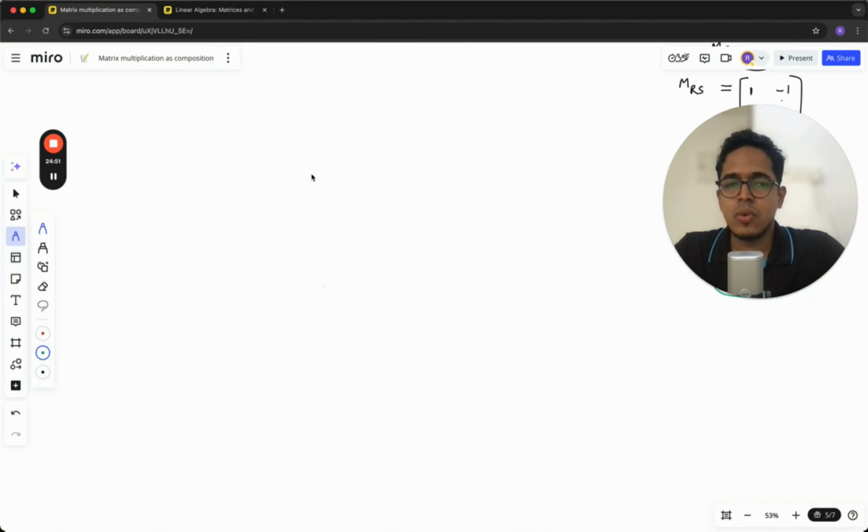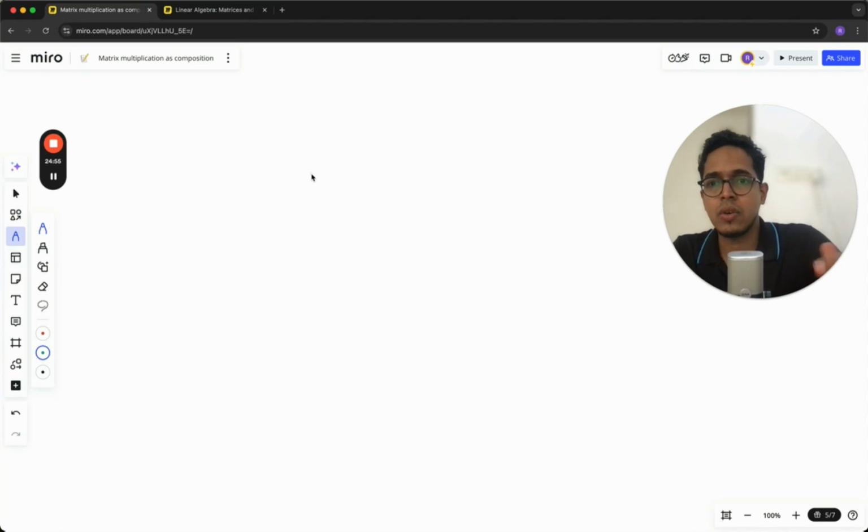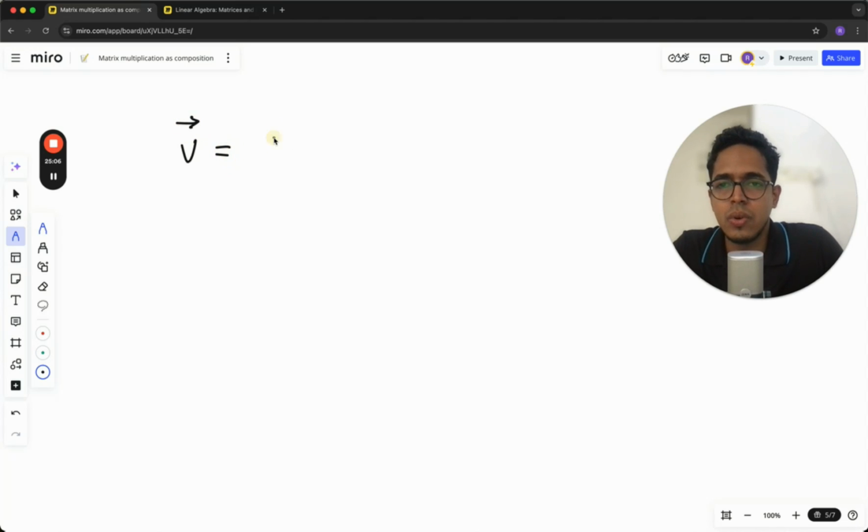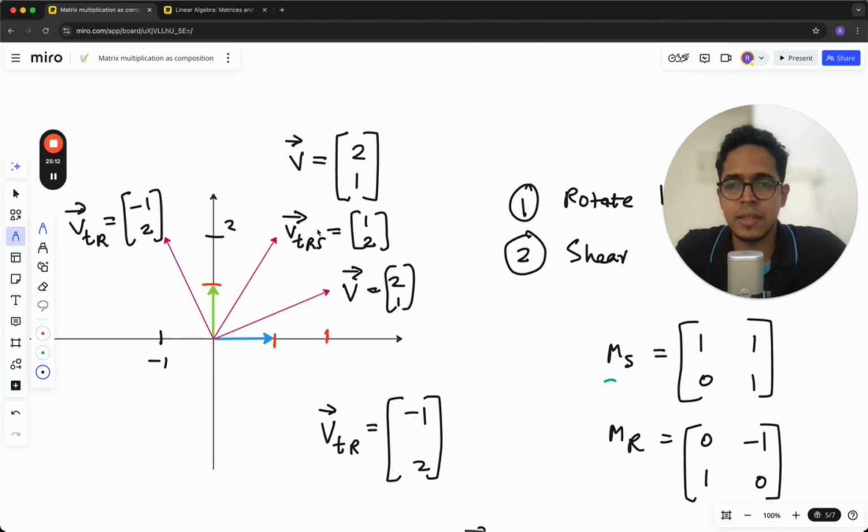Now let's do one more thing. So this will be the last thing that we will look at in this lecture, which is calculation of where the vector finally lands, right? So we had the original vector v equal to, this was 2, 1. I'll copy paste the graph once again because I'll need this.